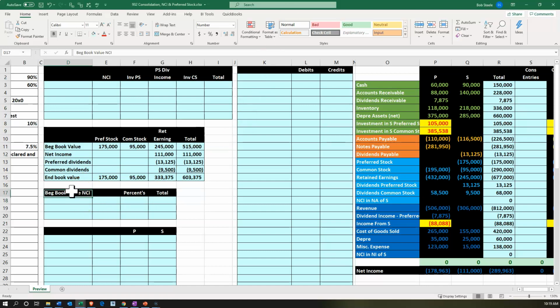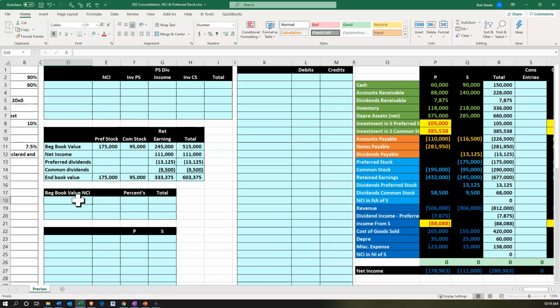We will now calculate the beginning book value of the non-controlling interest. So we're thinking about this number here. We're thinking about basically the beginning number here. And then we'll use that in our worksheet up top for our beginning number to then calculate what the ending number for that non-controlling interest in NA will be.